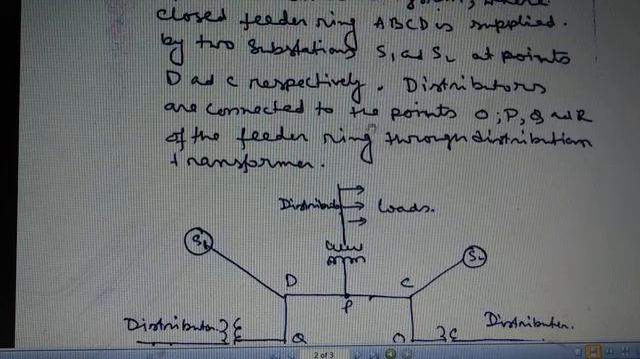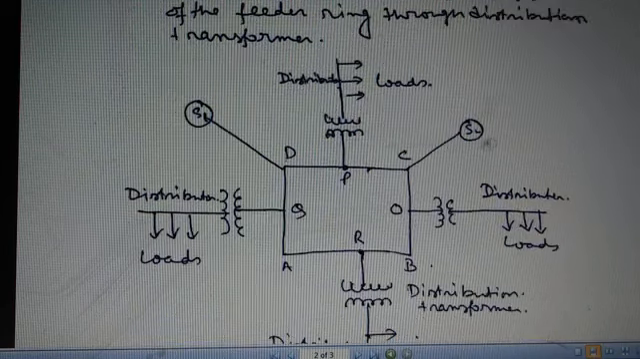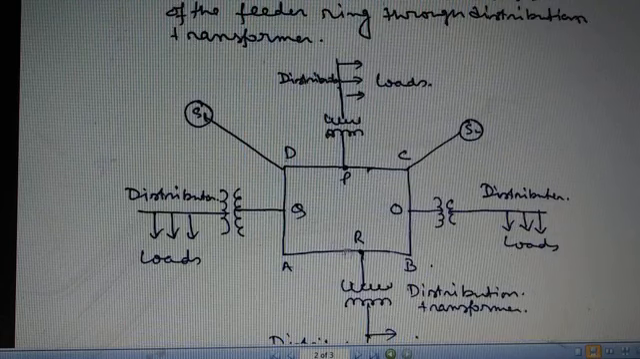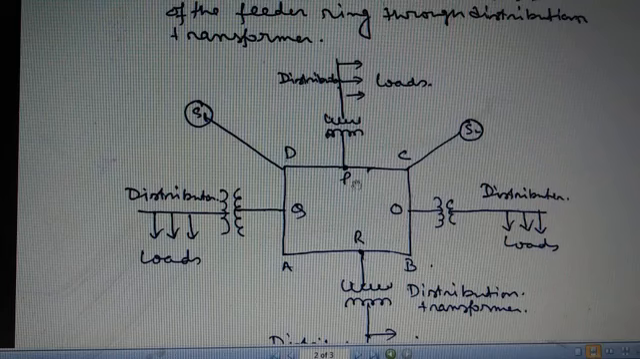And distributors are connected to the points O, P, R and Q. So these are the interconnected system, where this is the interconnection or grid system. For this particular figure, this interconnected system or grid line is connected with two different substations. The substation is part of a particular generating station. So this network is connected with S1 and S2.